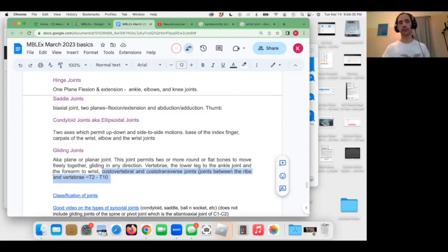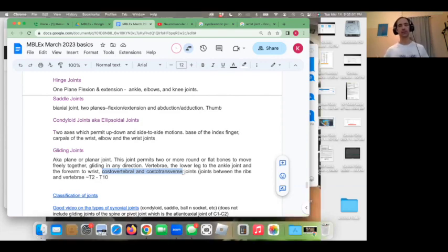So the plane joint or the gliding joint actually allows for quite a lot of movement, two or more round or flat bones to move freely together, gliding in any direction, right? So that's interesting because that means that the ribs where they meet the spine have a lot more movement back there than we think. Ribs can come out of place back there all the time, the same way that you get a bone in your wrist out of place and you traction your wrist, or you traction your fingers, or you move and it clicks and goes back into place.